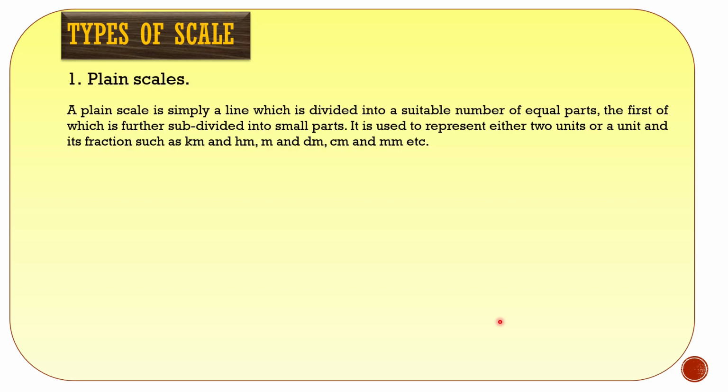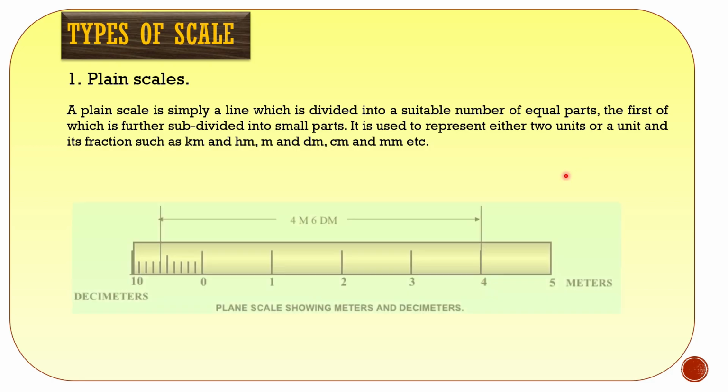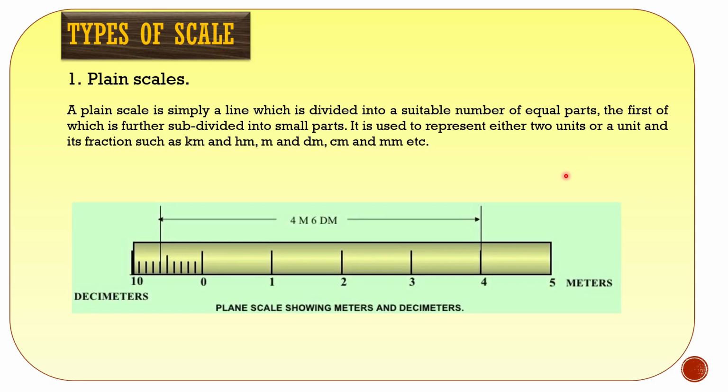First, we will go for the plain scale. A plain scale is simply a line, as shown over here, which is divided into meters as well as decimeters. It has only one subdivision into small parts. So you may connect kilometer to hectometer, meter to decimeter, centimeter to mm, not more than that. Only 2 units it is going to cover, not much more. So let us see what the plain scale is.